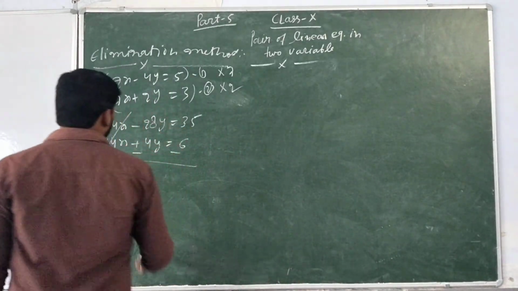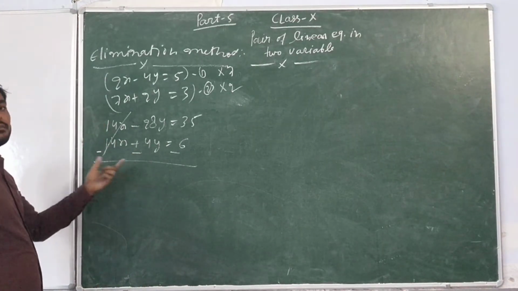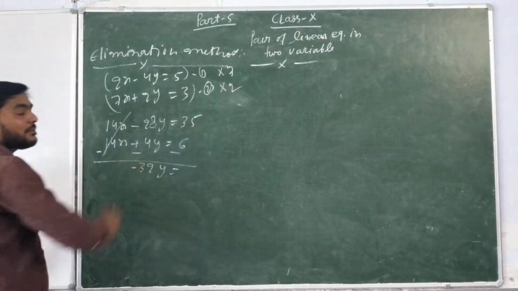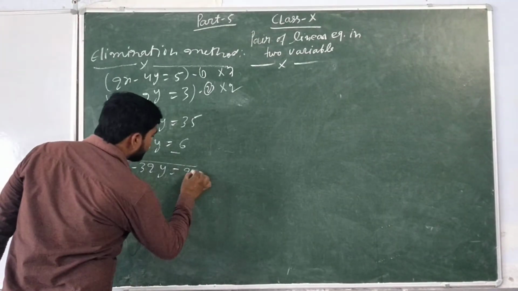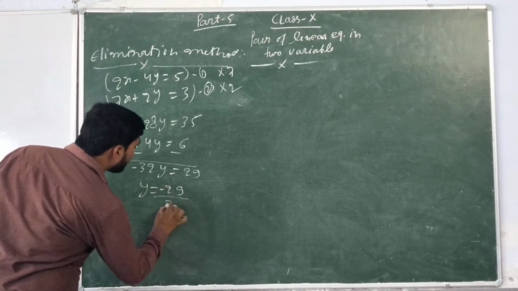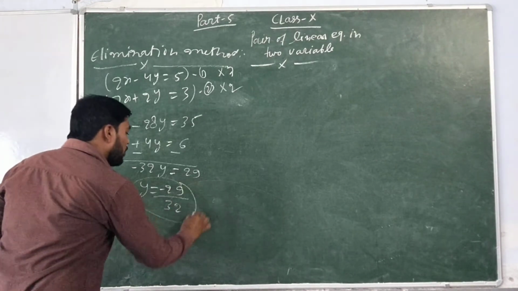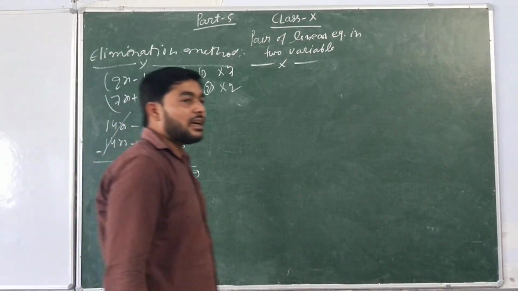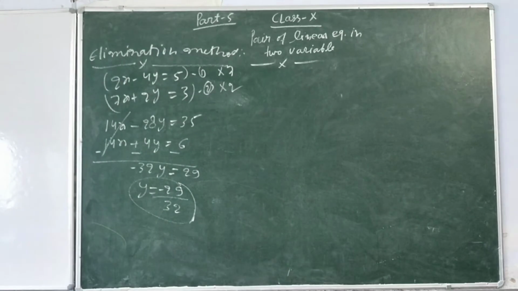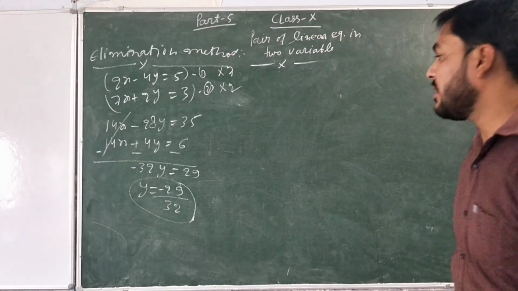Now if you solve that, here will be minus 28y and minus 4y, that is minus 32y, equal to 35 minus 6, that is 29. Now you will get the value of y, that is minus 29 upon 32. You get the value of one of the variables, that is y. Now you are going to solve for the value of x. So put this value of y in either equation, the first or the second.